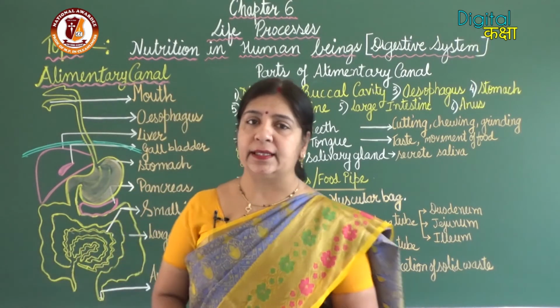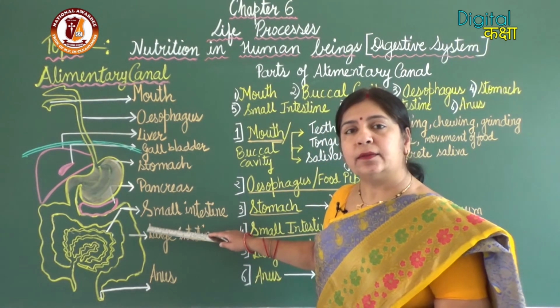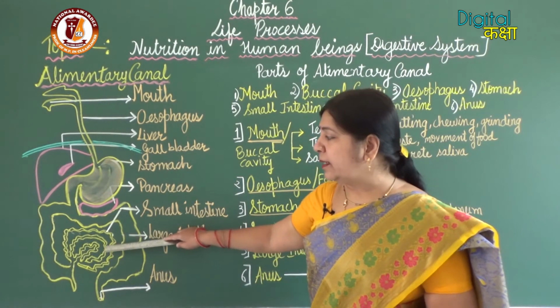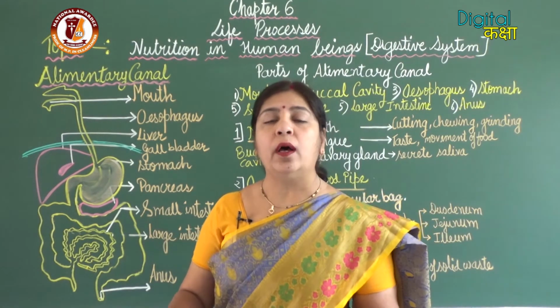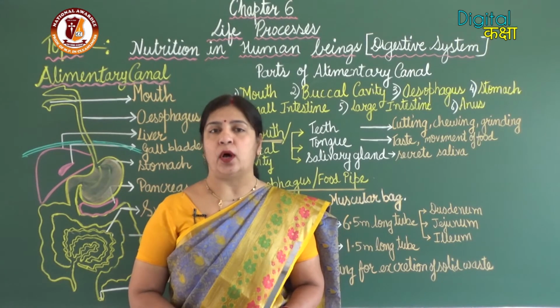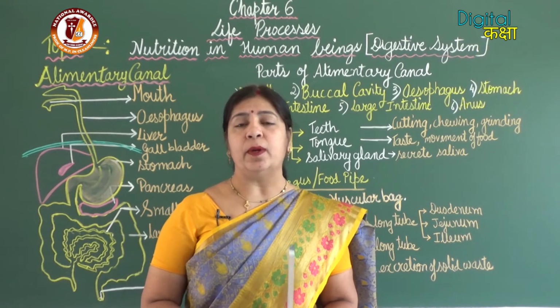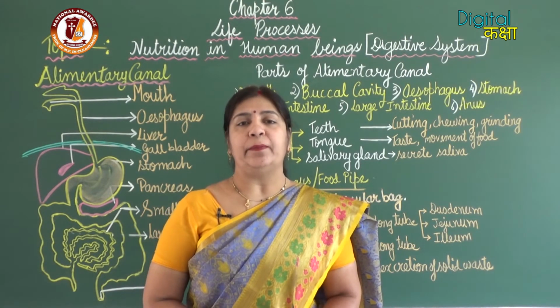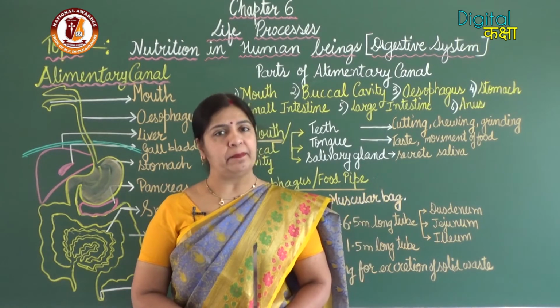The stomach is connected to the next part of the alimentary canal, that is the small intestine. The small intestine is a highly coiled, long tube of about 6.5 meters long. So, in the small space in the abdominal cavity it is kept or it is placed.